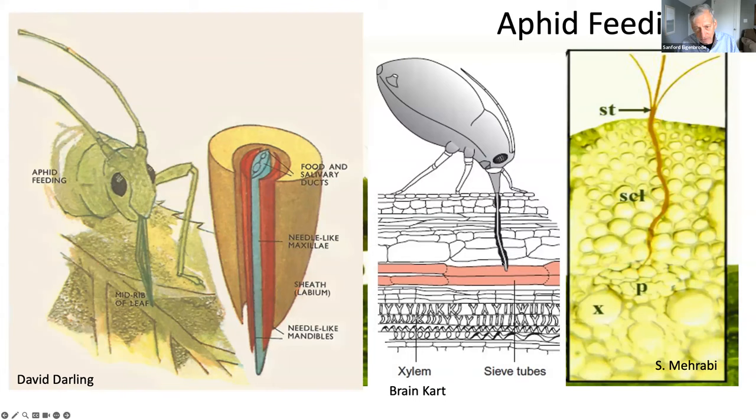Here's a section micrograph that shows the dissected aphid stylets after they have made contact with the phloem, which is the P here. And they don't care about these other cells. They probe them, work their way down, and can hit the phloem. It's a very flexible, interesting organ. How do they do this flexing? There's a lot to be learned about that still.